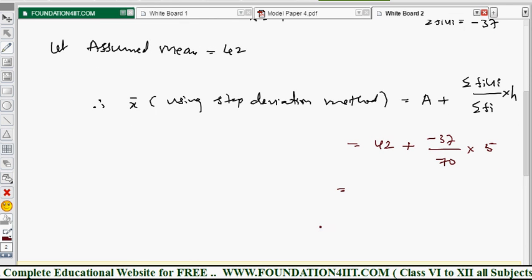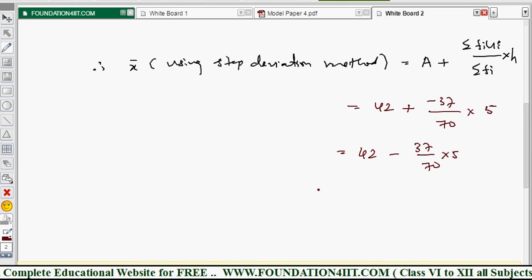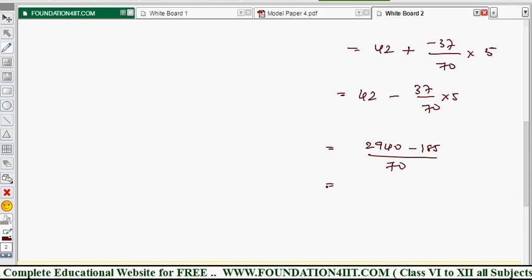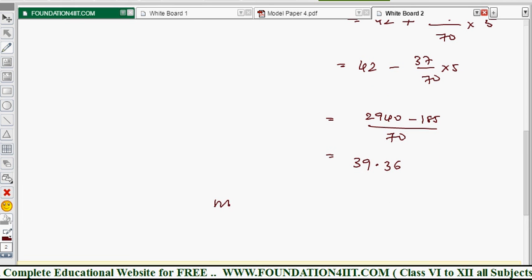Just we will simplify this. Plus into minus is minus. So 42 minus 37 by 70 into 5. Then just do the 70 LCM. 42 into 70, that is 2940, minus 185. Just subtract and divide with 70. You will get 39.36. Let's use the calculator.